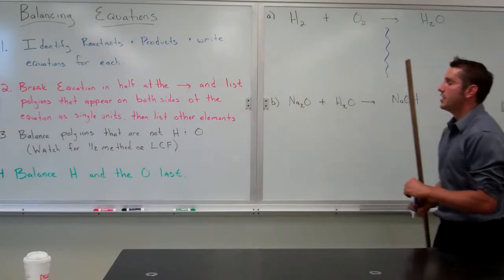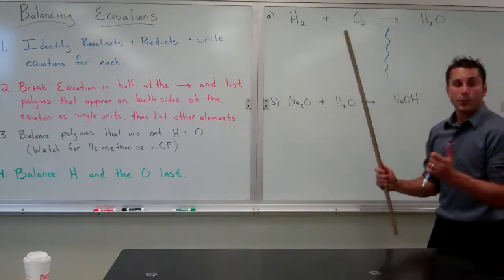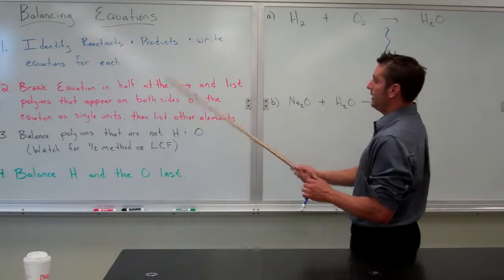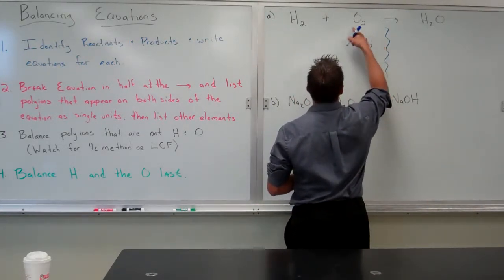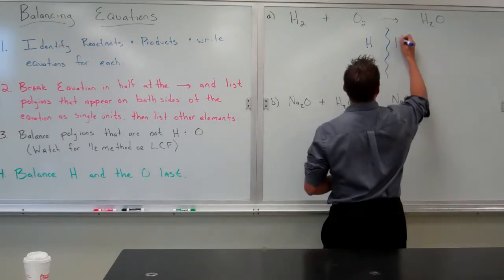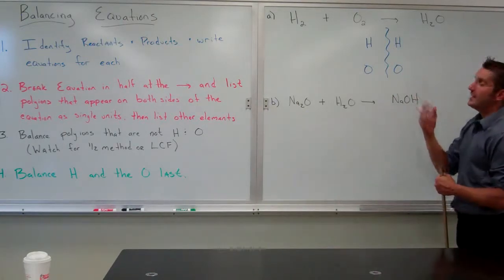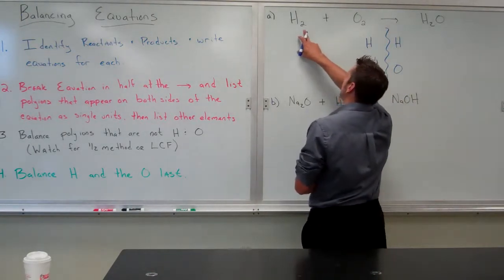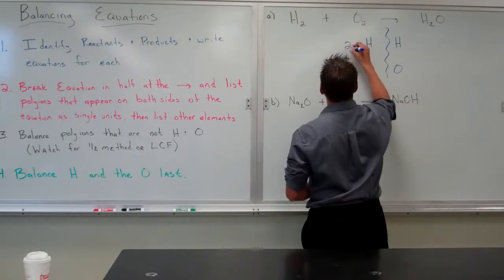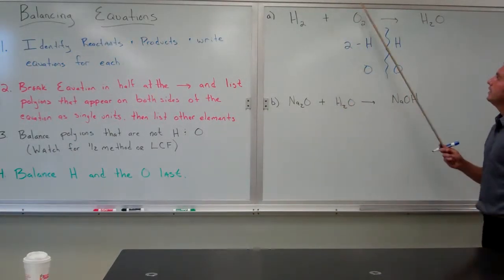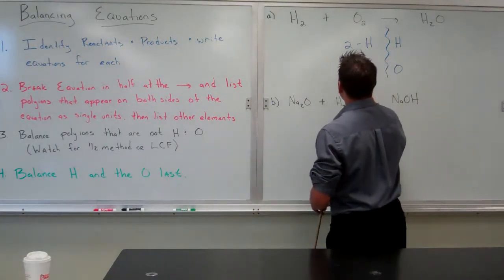and list polyions that appear on both sides of the equation. Well, I don't see any polyions here, so we don't have to list them. Then, list other elements. So I list the other elements that I see. I see hydrogen, and I see oxygen. The next thing you do is you list how many of each there are. Because there's a subscript of 2 here, and no coefficient, which means it's a 1, that tells us there's 2 hydrogens on the left side. Same thing here. A coefficient of 1 and a subscript of 2 tells us we have 2 oxygen atoms.